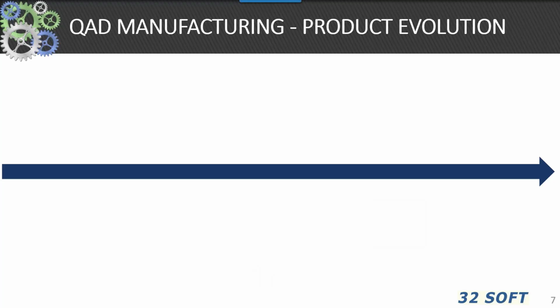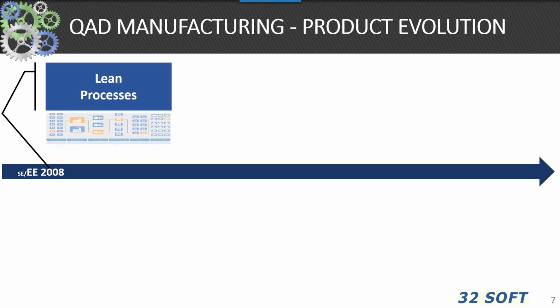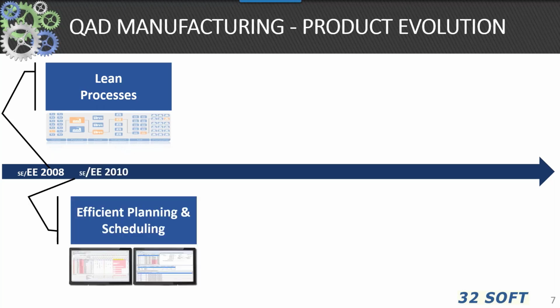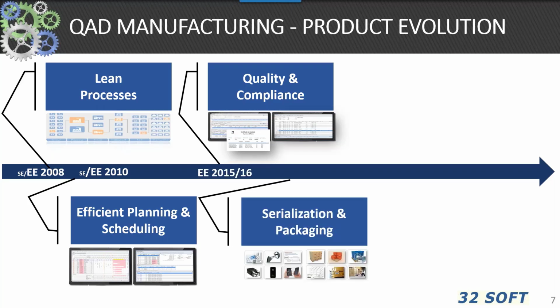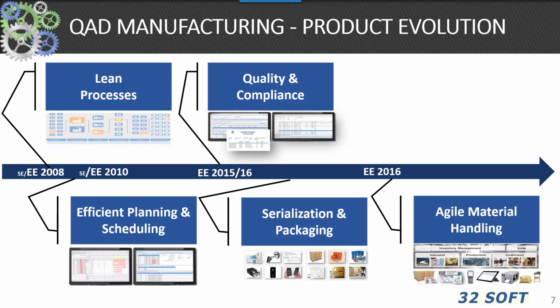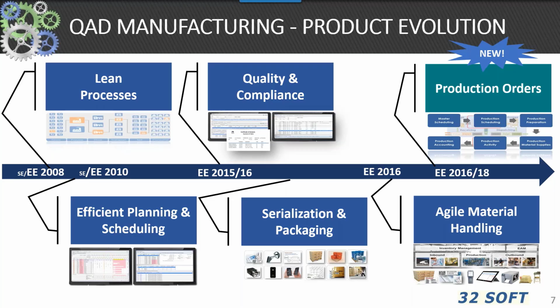Manufacturing processes in QAD have undergone a series of changes with the various versions of QAD, starting off with work orders in the original version. Then we saw lean processes with the Kanban sizing workbench and the supplier portal. We saw efficient planning with the master scheduling and production scheduling workbenches, along with component availability check. Then we saw quality, then serialization and packaging, then agile manufacturing, attributes, and now finally, with 2016 and forward, we see the new production orders.